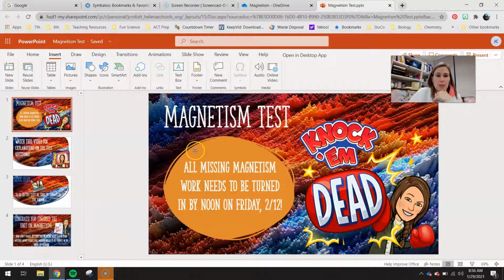Alright, so just as a reminder, because we are finishing up this unit, all missing work from this unit needs to be turned in by noon on Friday, which is February 12th. So make sure everything that you have missing under third quarter for this unit is done, again, turned in by 12 o'clock noon on Friday, 2/12.